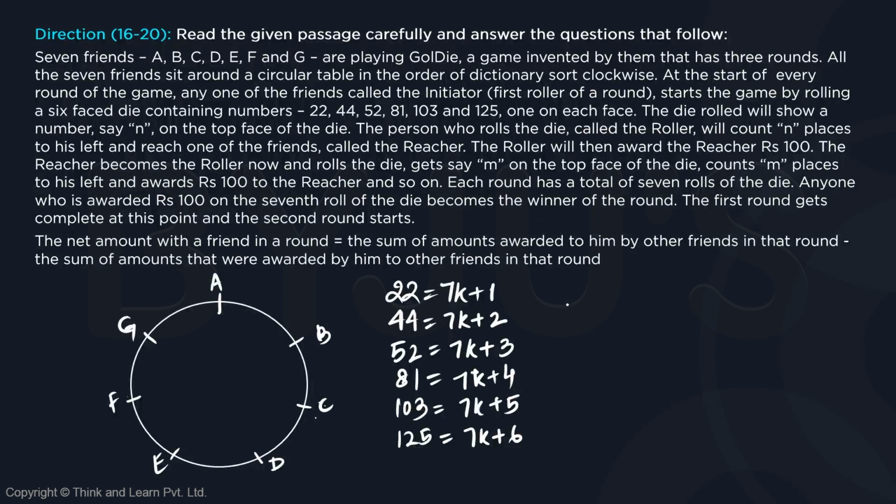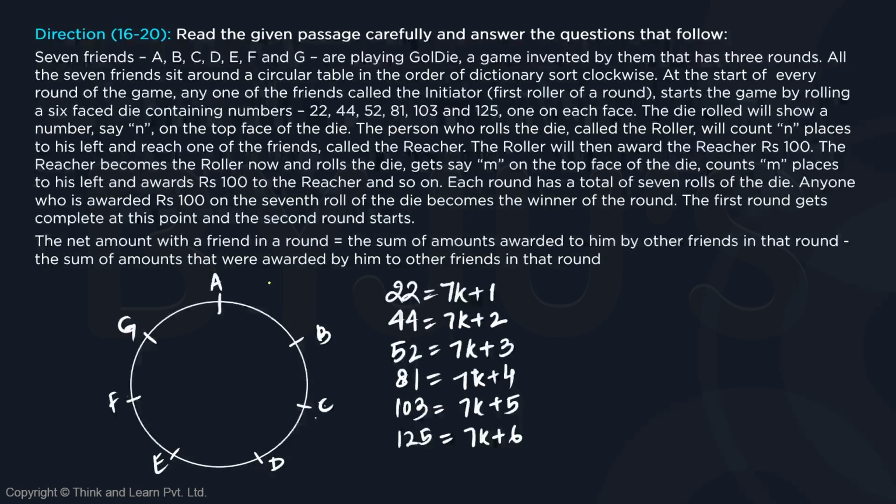So actually our die, which should have the numbers 1 to 6 on it, instead of 1 to 6 we have 22, 44, 52, 81, 103 and 125 respectively, which means whenever the die shows 22 we will consider that to be a 6-face die showing 1. If we see 52 on the top face of the die, it would mean 3, and so on. So this is the first part.